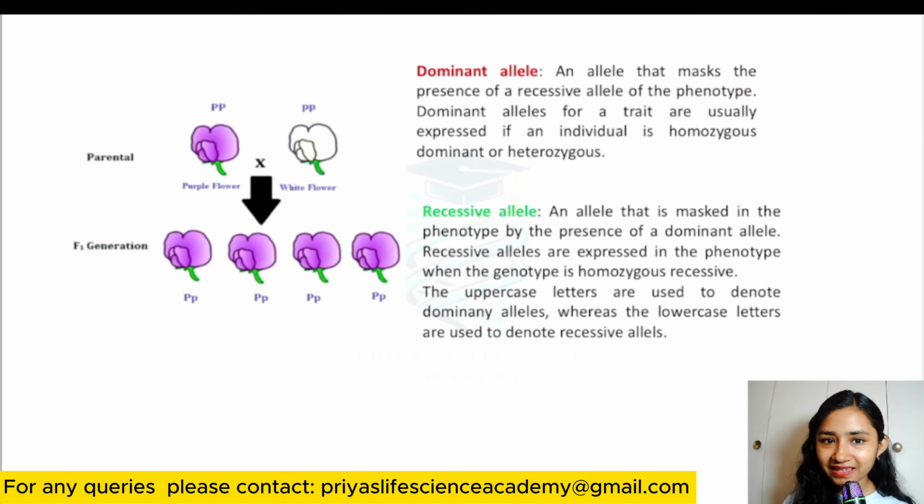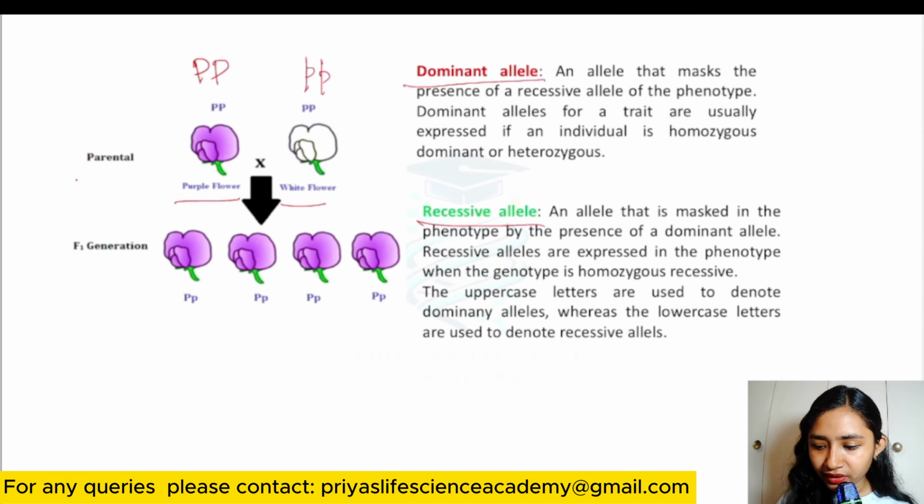Okay. Now students, coming to the types of alleles, we have understood that alleles are the alternative forms of the genes. Now we have to understand the types of alleles. What is a dominant allele, what is a recessive allele? Students, here you can see this is the purple color flower denoted by capital P, capital P. This is the white color flower denoted by small p, small p.